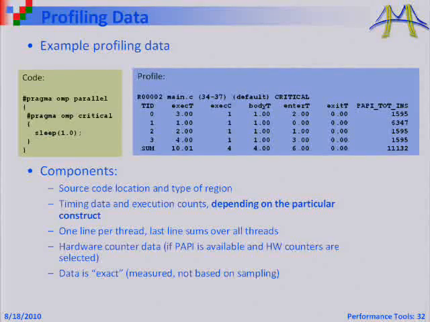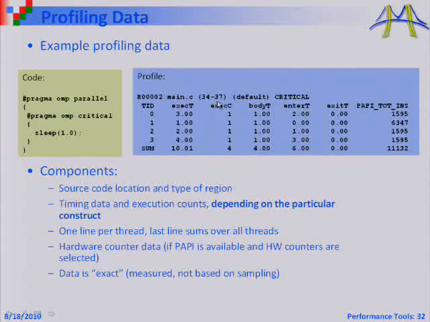Here's a very simple example of how the output looks in OMPP. This is a very simple code fragment. It's just a parallel region, and the parallel region contains a critical section, and the critical section just contains a sleep call for 1 second. So this makes the thread that encounters the critical section sleep for 1 second. On the right-hand side is how this critical section profile looks for an execution with 4 threads. The first column gives you the thread ID. We see that it was executed with 4 threads, TID 0 to 3, and the last line sums over all threads.